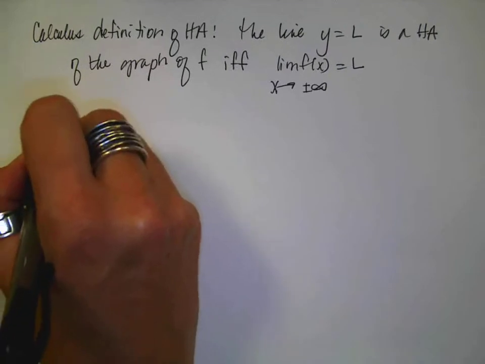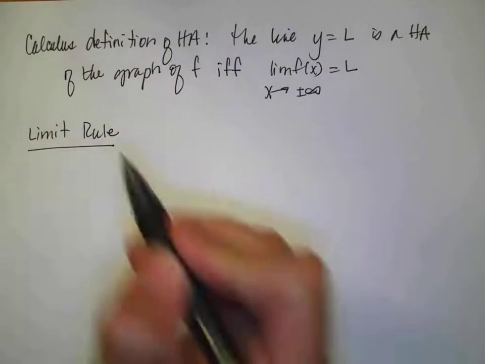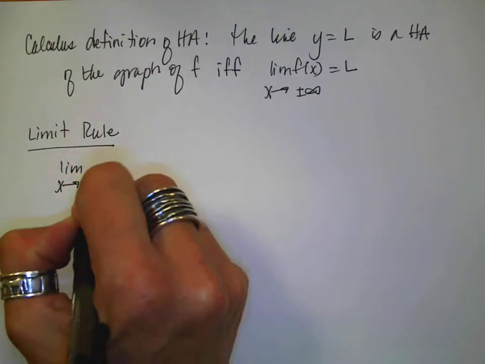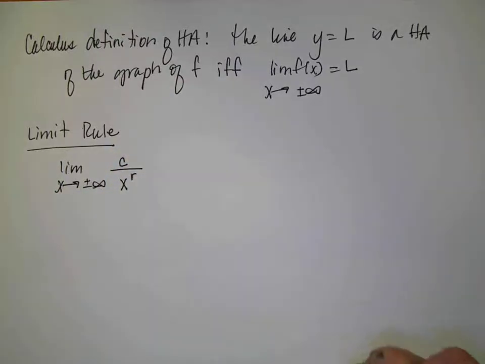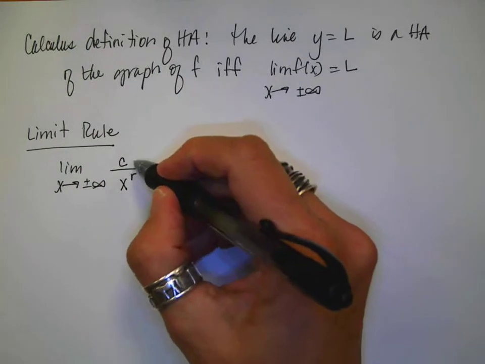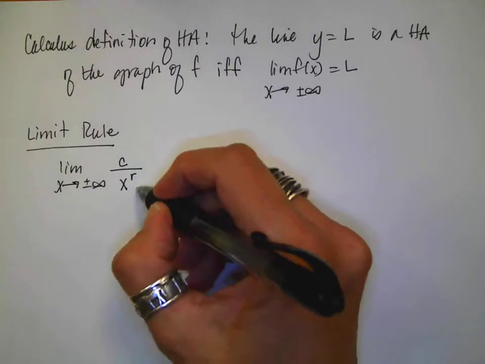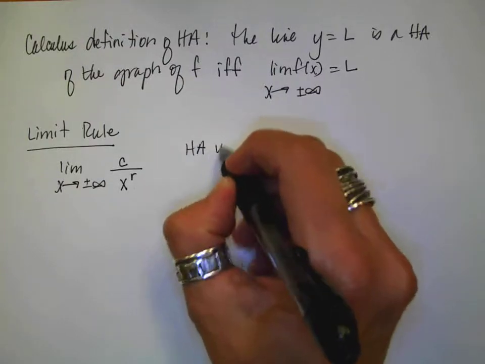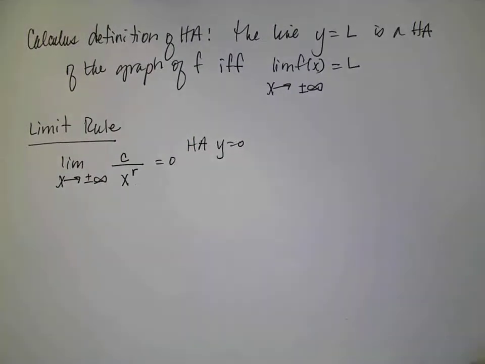Alrighty. There is a limit rule that we need to go back and revisit. And basically, we're going to talk about it in terms of a horizontal asymptote. So if I have the limit as x approaches plus or minus infinity of a constant divided by x raised to some power, well, if you'll notice, the degree in the bottom is higher than the degree in the top, because in the top it would be x to the 0. Then because the degree in the bottom is higher, I have a horizontal asymptote at y is equal to 0. So remember, I would have a horizontal asymptote at y is 0. Therefore, the limit is also 0.